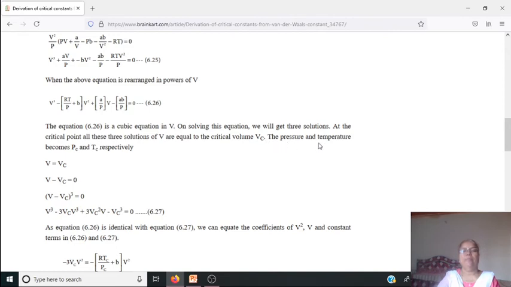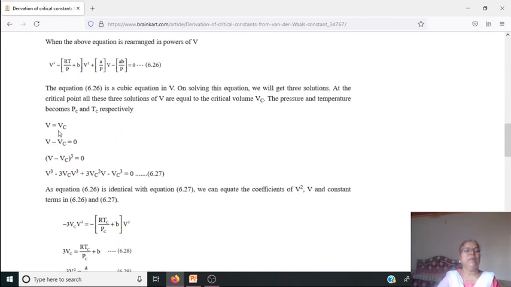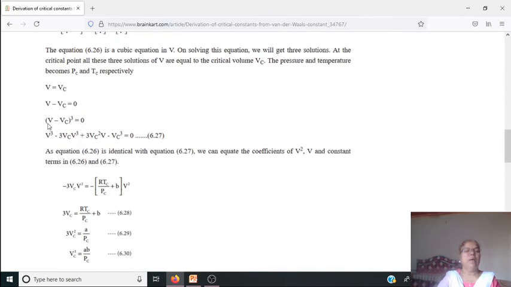The pressure and temperature become Pc and Tc respectively. Therefore, we can write V equal to Vc, and V minus Vc equal to 0. Therefore, (V minus Vc) whole cube is equal to 0. This is the cubic expansion of the equation (V minus Vc) cube.